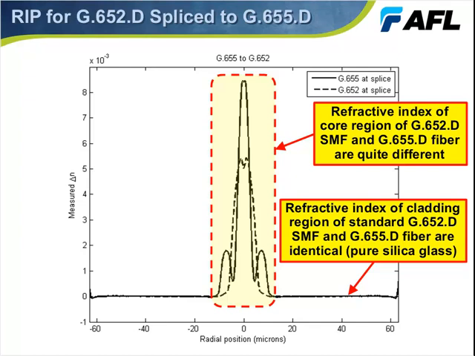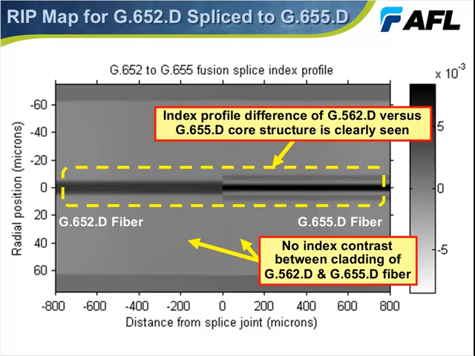Now, if we move on and show that graphically on the next slide as the map of the refractive index profile, once again we can clearly see the difference. We have a larger dark area on the 652 fiber for the core, a narrower, smaller area on the 655 fiber, which is darker, and then a shadow above and below that because of that ring structure.